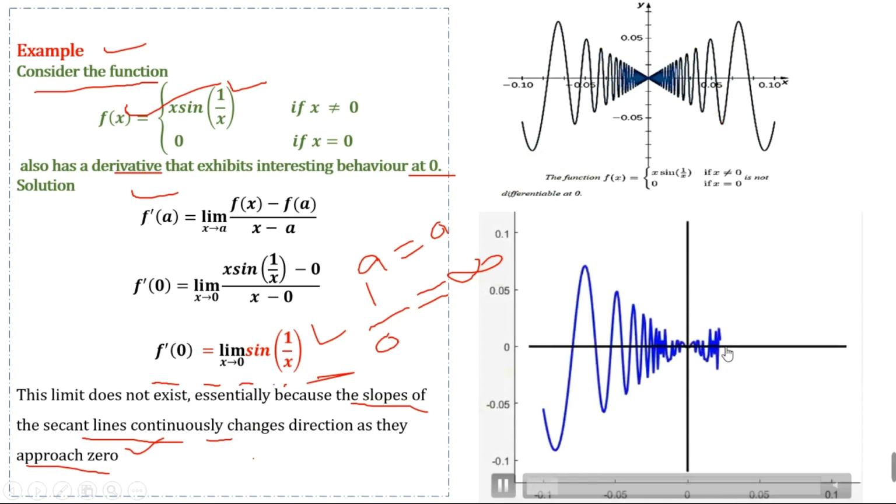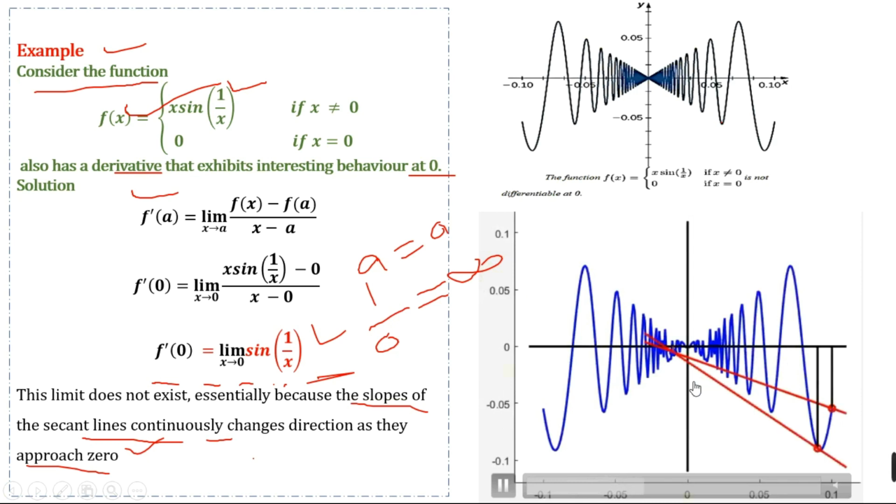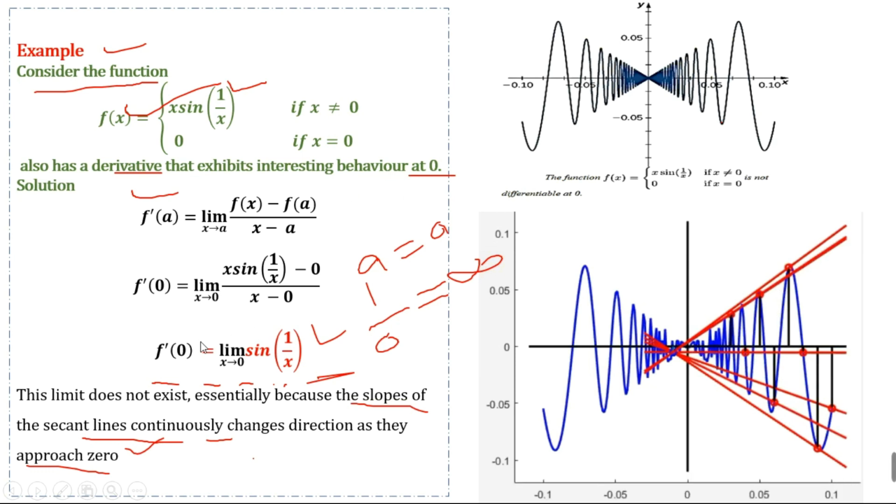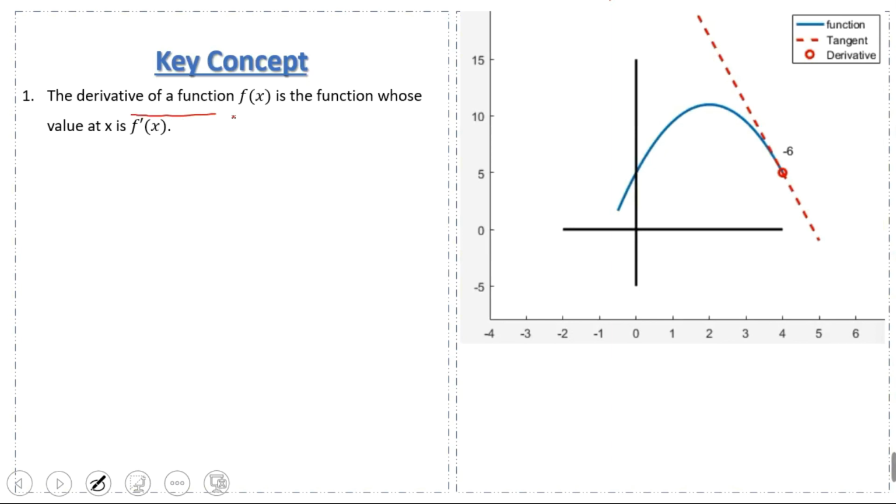So this is the graph of the given function, and now we see the secant line, and we see the slope of the secant line changes continuously as x approaches 0. As x approaches 0, the slope of the secant line continuously changes. So this means the function is not differentiable at 0. Key concept: the derivative of function f of x is the function whose value at x is f prime of x. If we have a given function f of x, the derivative of this function at x will be something.